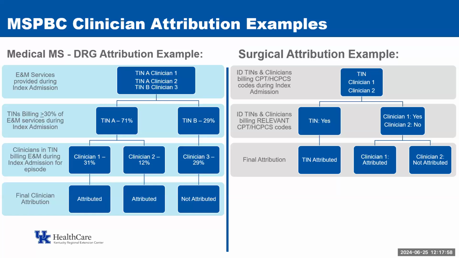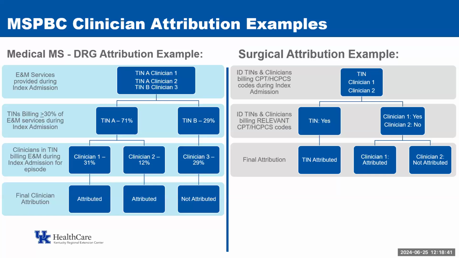So when CMS looks at it, they look at that TIN level and they've identified, yes, that there are relevant CPT and HCPCS codes that have been billed under that tax ID. So that tax ID would be attributed that patient. If we look at the more granular level of the clinician, we can see that clinician 1 did bill under that tax ID those relevant HCPCS codes related to a surgical index admission, and so they become attributed. Whereas clinician 2 didn't bill anything, they're not involved in the care, so their performance would not aggregate and roll up under the tax ID.